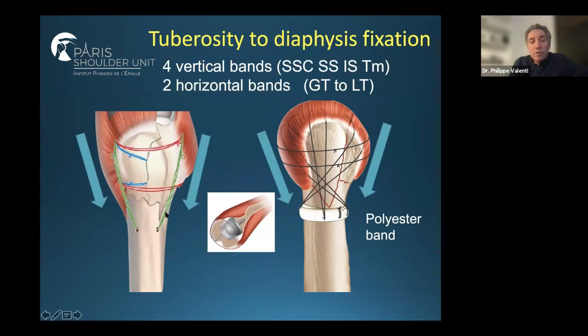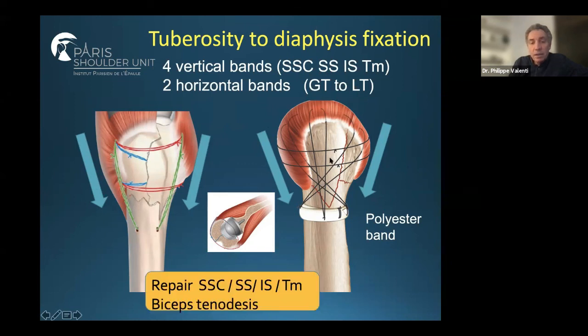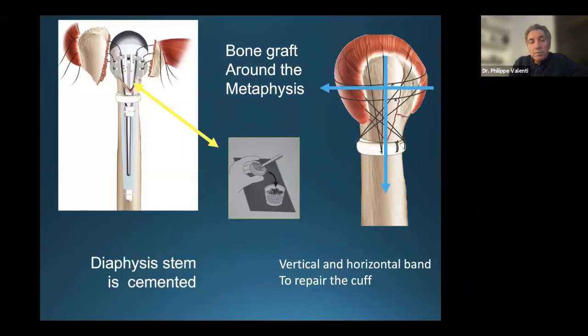Regarding the fixation of the tuberosities, I use this technique. You can use a transverse suture, or you can use a polyethylene band around the diaphysis, and you use 4 vertical bands to repair the subscapularis, supra, infra, and teres minor, and 2 horizontal bands to repair the greater tuberosity and the lesser tuberosity. And you see that the direction of the suture is against pulling of the cuff.